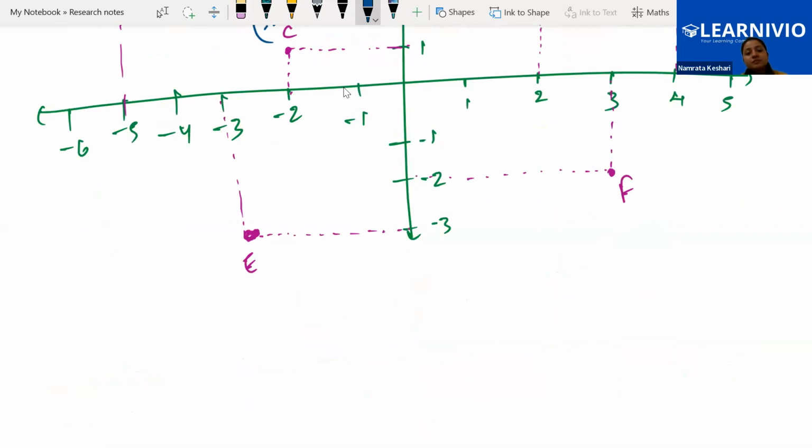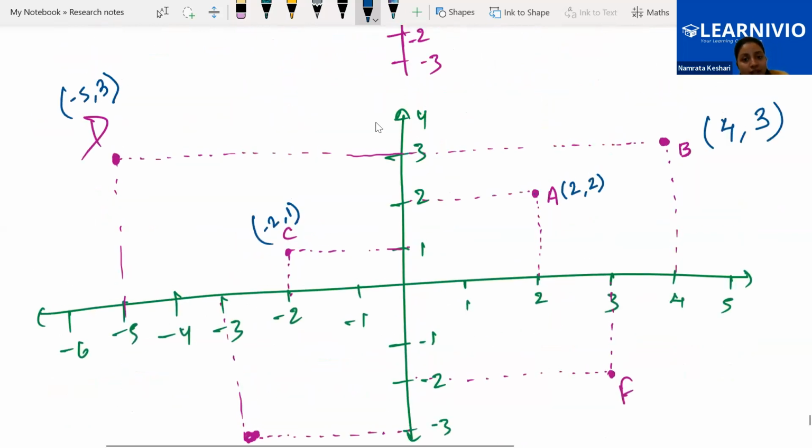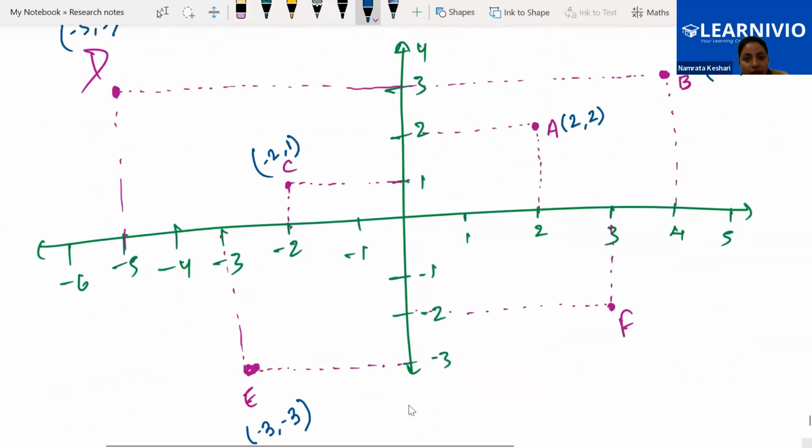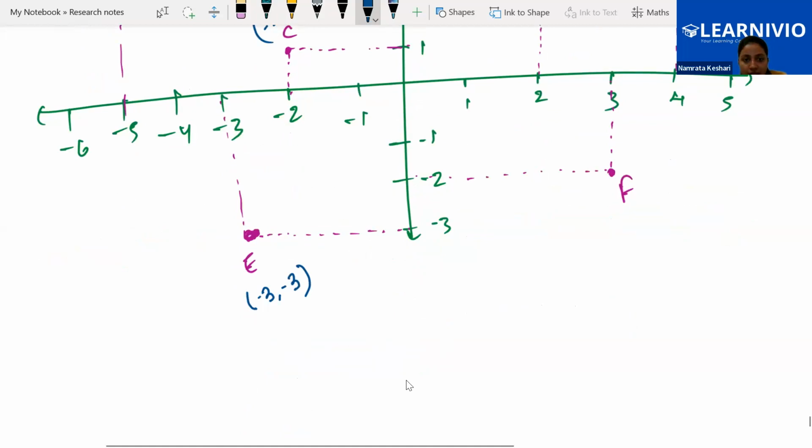-3, comma -3. Is it -3, comma 3 or -3, comma -3? It is -3, comma -3 because you can see clearly that we are going downside. This is the y-axis. The vertical line is the y-axis, and here we are moving towards the downward direction on the vertical line. So y is -3 over here. X is -3 and y is also -3.